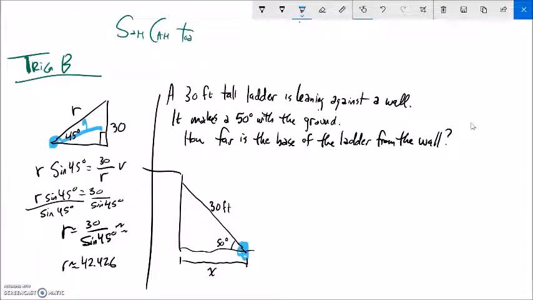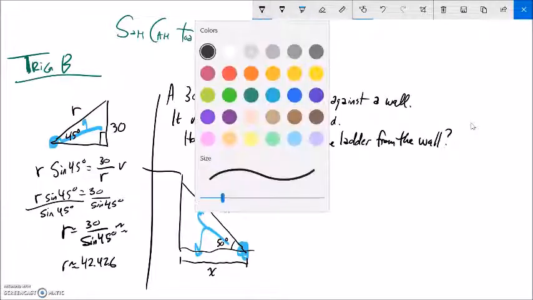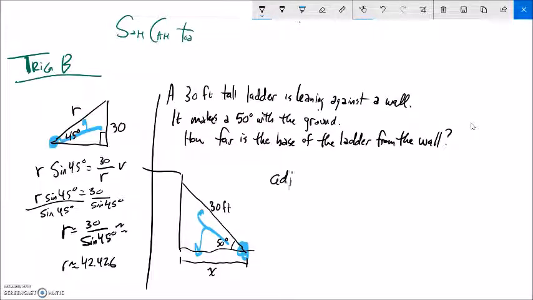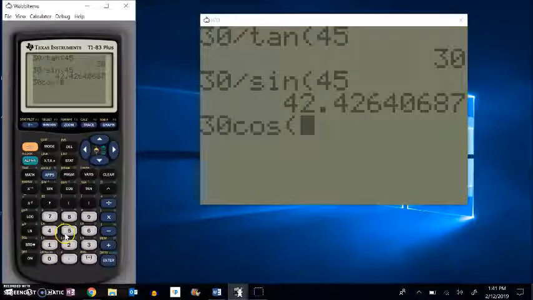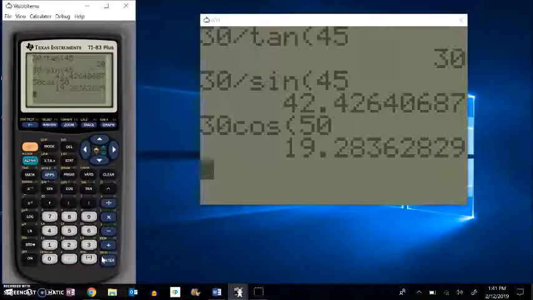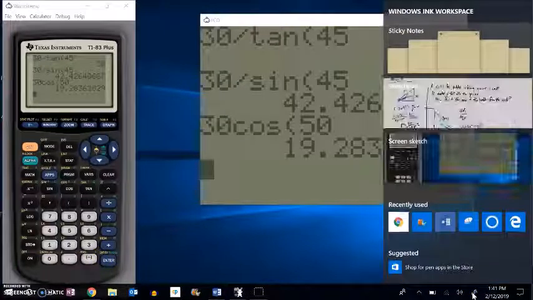So here's my angle that I'm centered on. And notice that the sides I know are the adjacent and the hypotenuse. So I know adjacent and hypotenuse, that looks like a cosine to me. So cosine of 50 degrees is adjacent over hypotenuse. Cool, solve for x, multiply both sides by 30. So 30 times cosine of 50, let me do that on my calculator. 30 times cosine of 50, looks like 19.284 about.